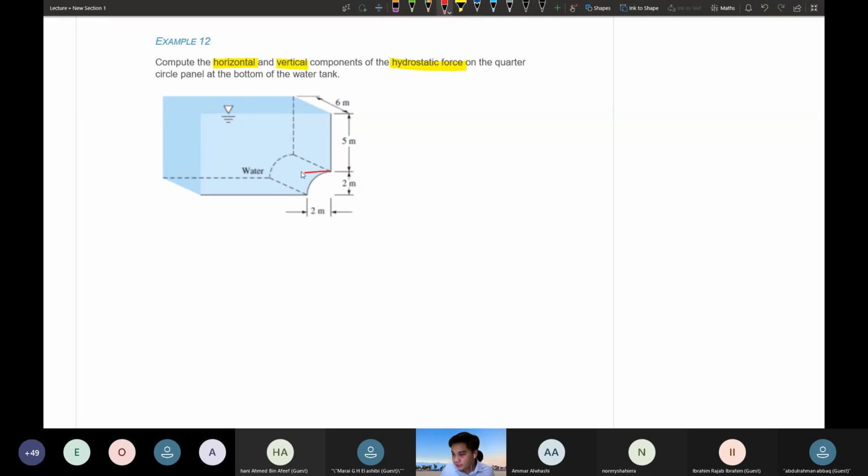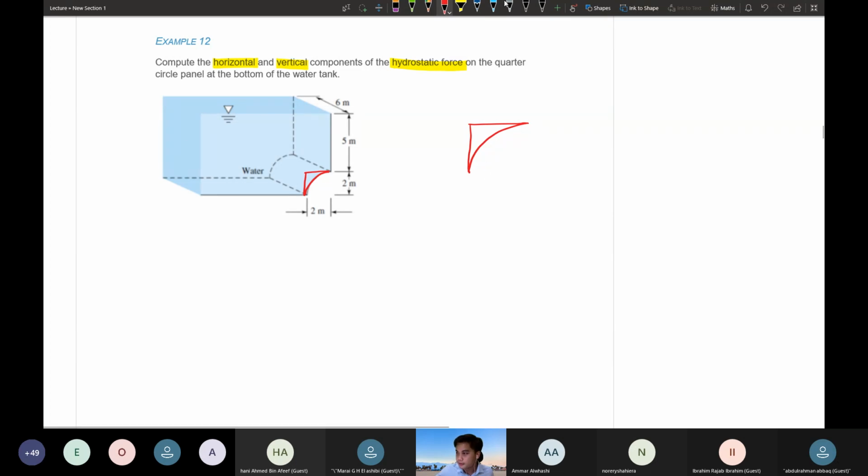So this is how you project. This is the horizontal projection and this is the vertical projection. This is what we call the block of fluid, the fluid block. So you draw your projection. All right, so from here you can assign the forces involved.